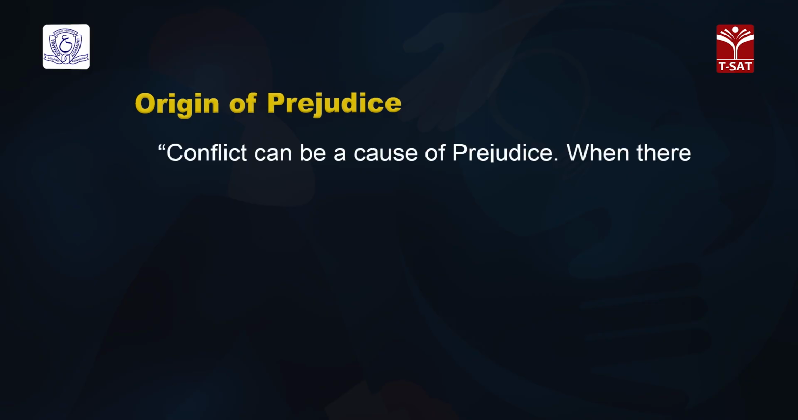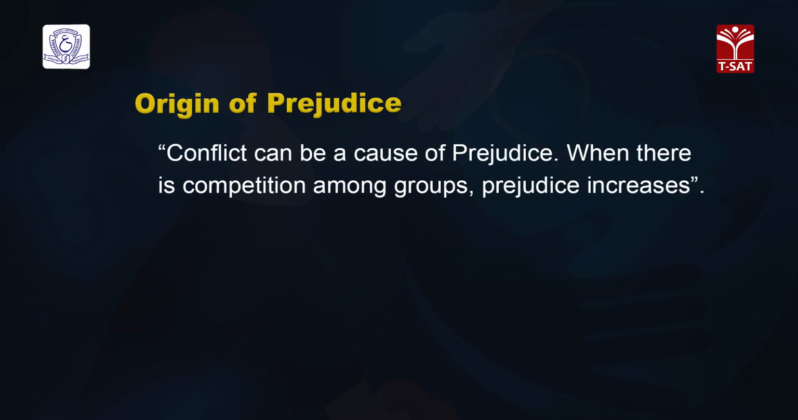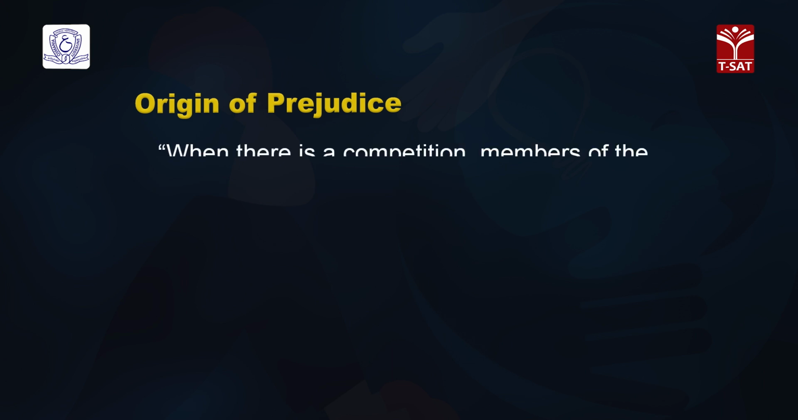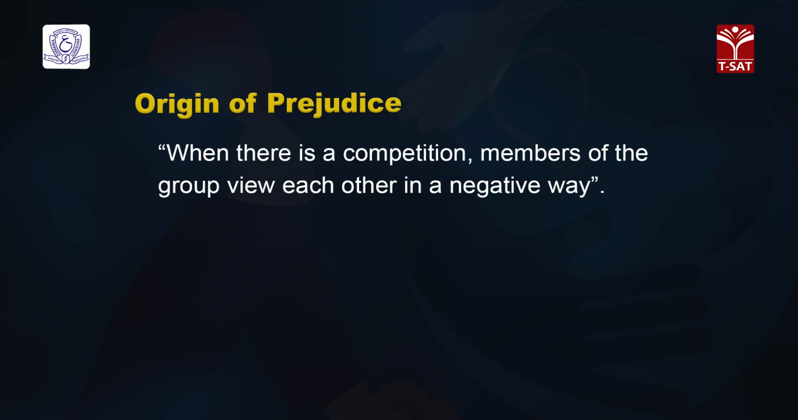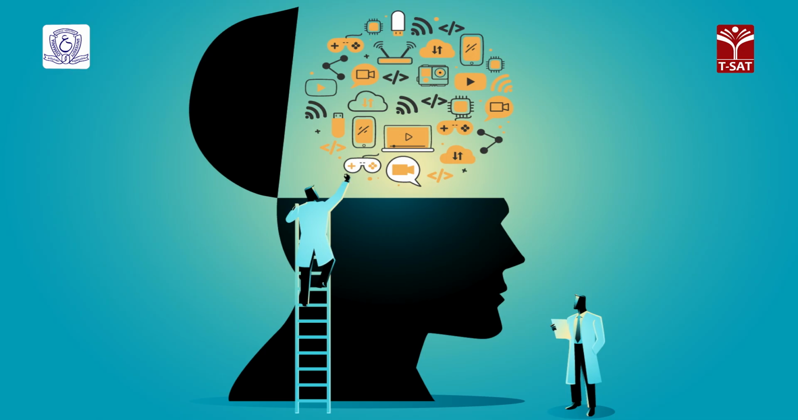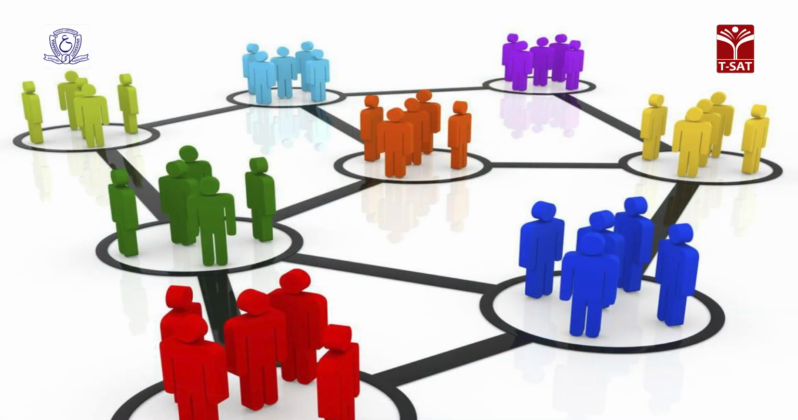According to Bobo, conflict can be a cause of prejudice. When there is competition among groups, prejudice increases. Realistic conflict theory suggests that when there is competition, members of the group view each other in a negative way. A feeling of being morally superior to the other group creeps in, and this can escalate prejudice.